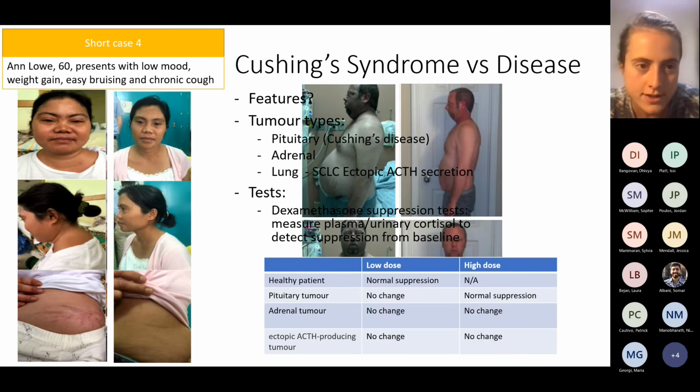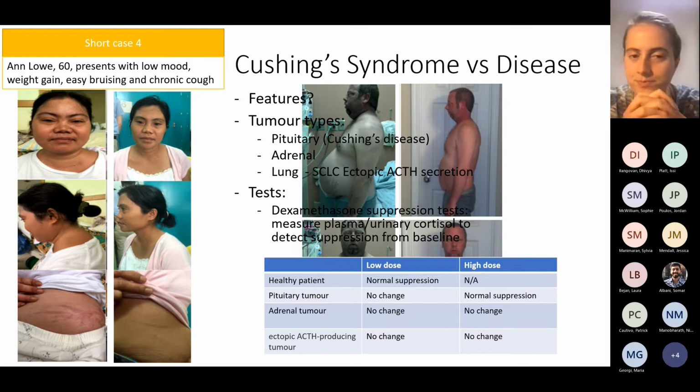Okay, so another short case. A woman in her 60s presents with low mood, weight gain, easy bruising, and a chronic cough. Got some pictures there of before and after treatment. Who knows what this is? What syndrome this is? Yes, well done. That's another example, but we can make him go away. So Cushing syndrome versus disease.